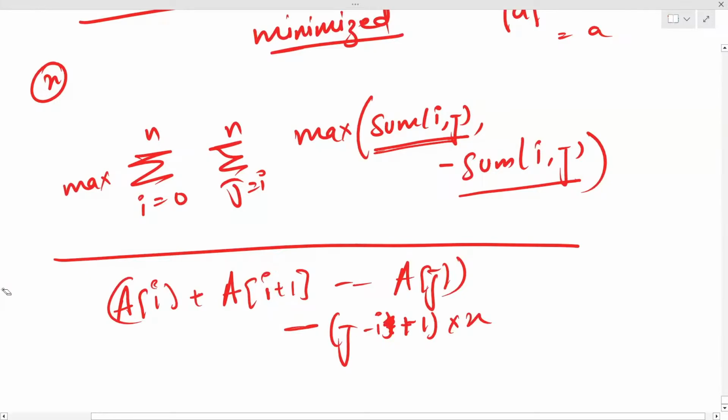Okay, my screen is lying. I'm not sure why this isn't erasing. Okay, so this thing is clear to everyone. This is sum of ij.